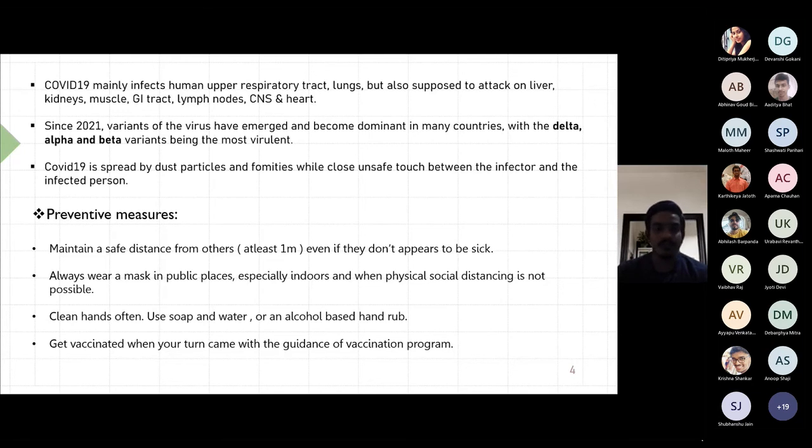So we have to take some preventive measures. We should maintain a safe distance from others, at least 1 meter, even if they don't appear to be sick. Always wear a mask in public places, especially indoors, and when physical social distancing is not possible. Clean hands often, using soap and water or an alcohol-based hand rub. Get vaccinated when your turn comes, with the guidance of the vaccination program.